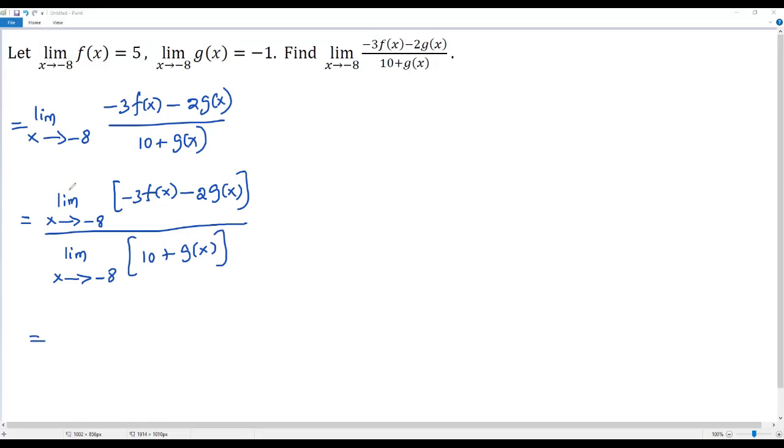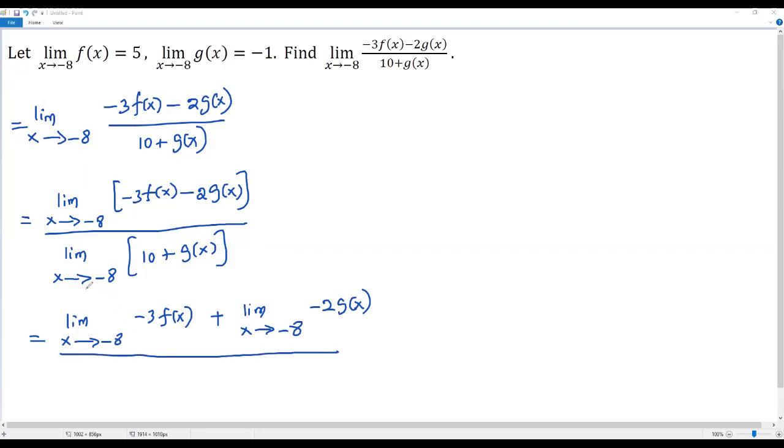Now in the numerator, I can distribute this limit to this term and this term. The same thing, the limit has to be distributed to this one and this one. Let me do it. That is the limit as x approaches negative 8 of negative 3 times f of x, plus the limit as x approaches negative 8 of negative 2 times g of x. I have distributed the limit to this term and this term. The same thing I have to do in the denominator. So now I'm going to distribute this limit to 10 first. Then I'm getting the limit as x approaches negative 8 of 10, plus the limit as x approaches negative 8 of g of x.